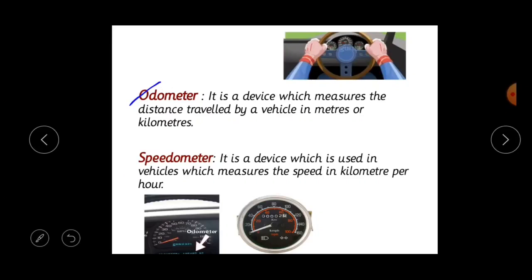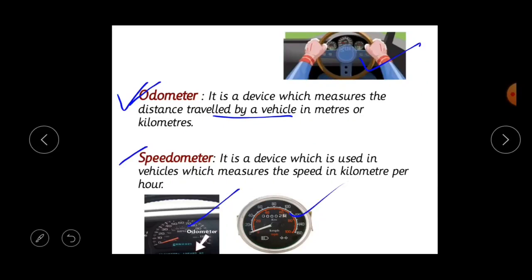Odometer is a device which measures the distance traveled by a vehicle in meters or kilometers. Suppose you have purchased a new vehicle; from that time till now, how much distance has been traveled by that vehicle, that is shown by the odometer. Next is the speedometer. You will find this type of thing in cars or buses. This is the odometer and this is the speedometer.